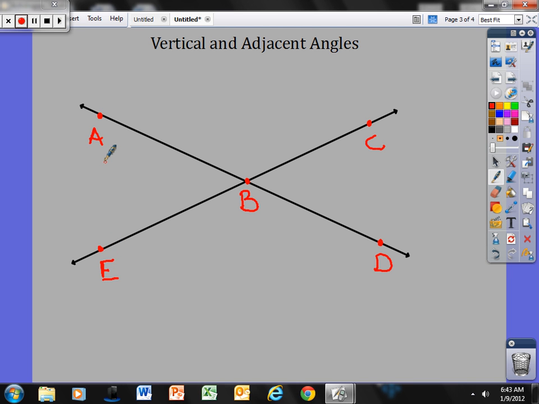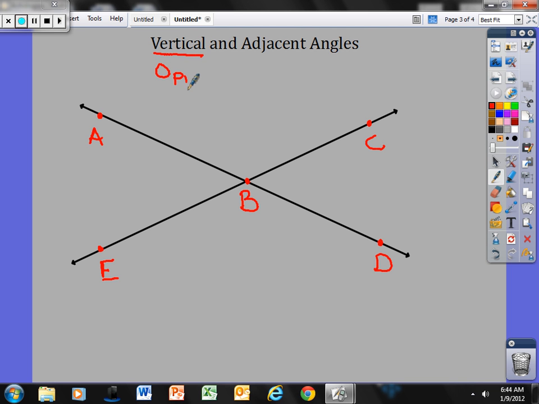Now I could say I have several angles here. I have angle ABC. I can reverse that and say angle CBA. I have angle ABE. I could reverse angle EBA, or just call it angle B. So I have several angles here, EBD. But now I want to talk about vertical angles. Now sometimes we call vertical angles also opposite angles.